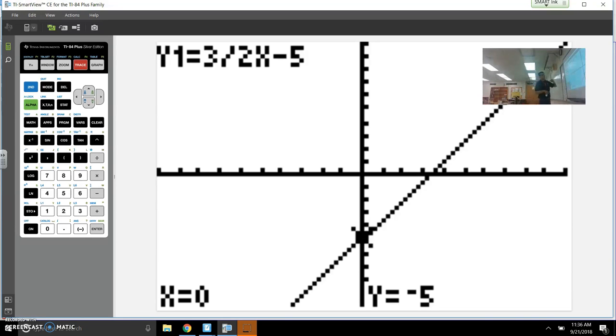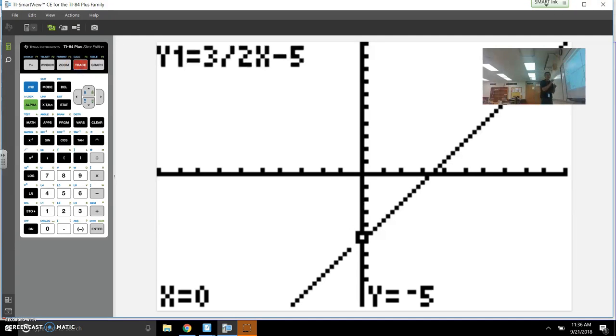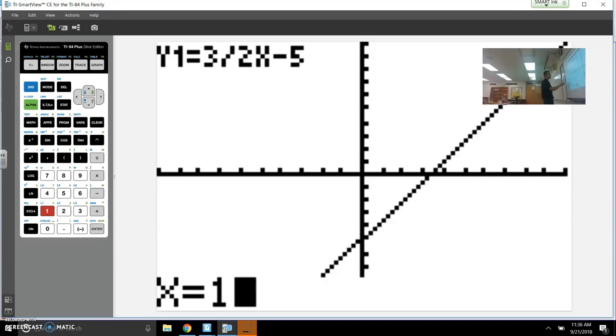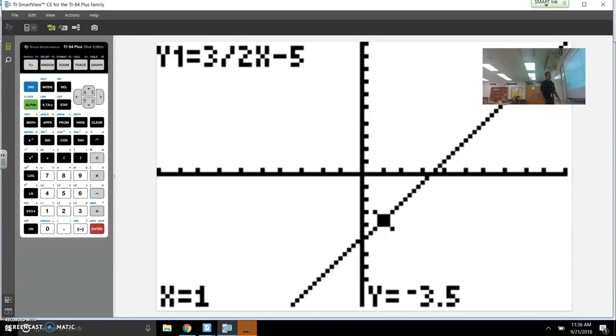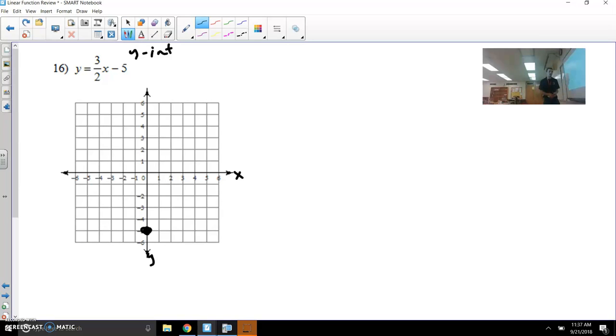Now, I like trace over graph because graph only shows you the picture. Trace allows you to put in x values like you saw me doing on the last problem, but it can do the math really quickly. So if I was to do 3 over 2 times 1 minus 5, I would get negative 3.5. That can be kind of difficult to graph, so I may find another point. 2 makes negative 2. So I come over here and I go right 2, down 2, and if you think about the slope here, it's like it went up 3 and then over 2.